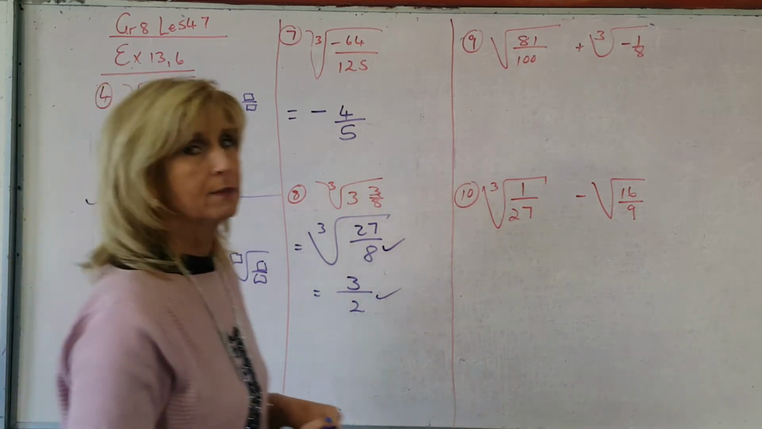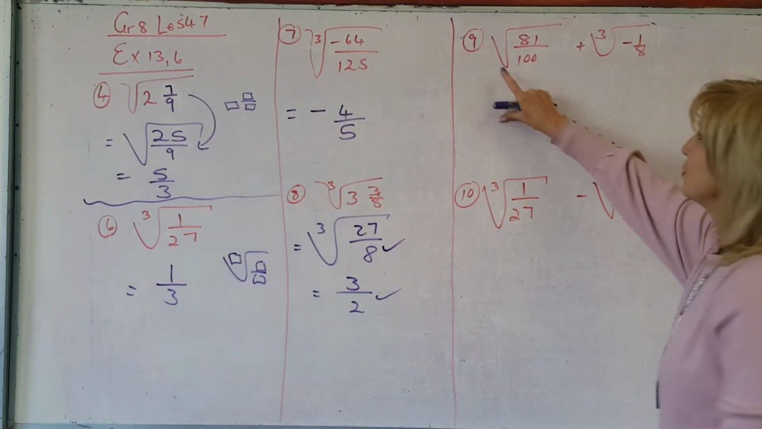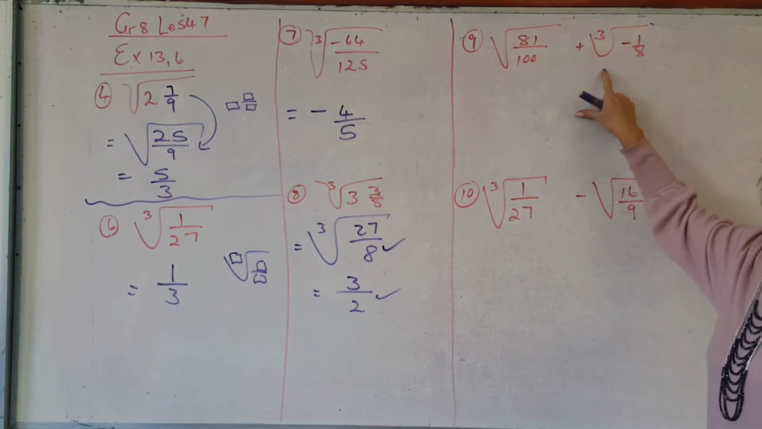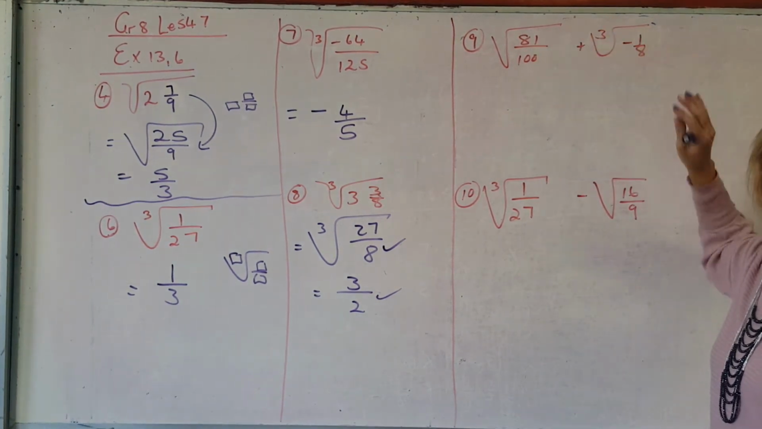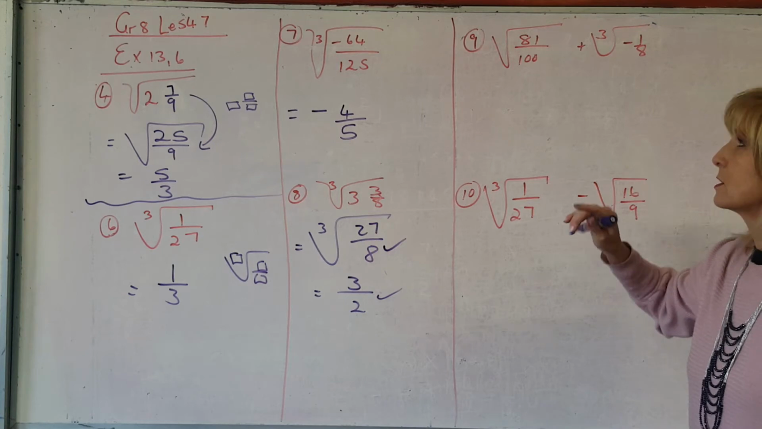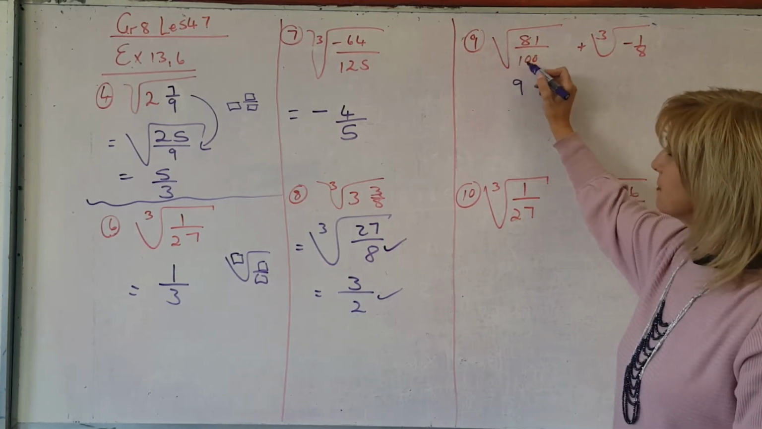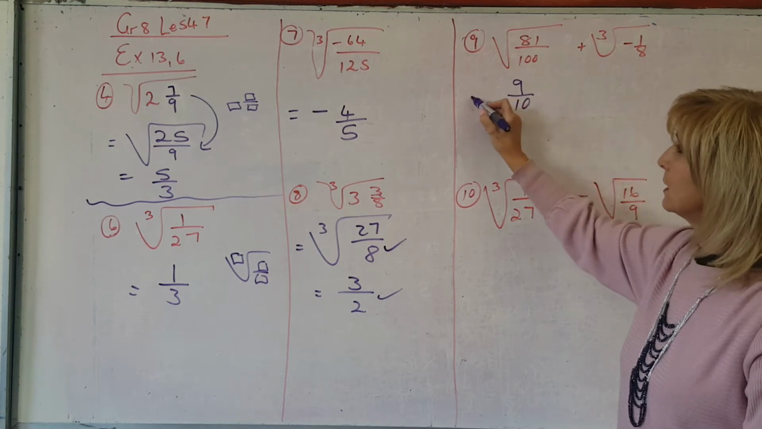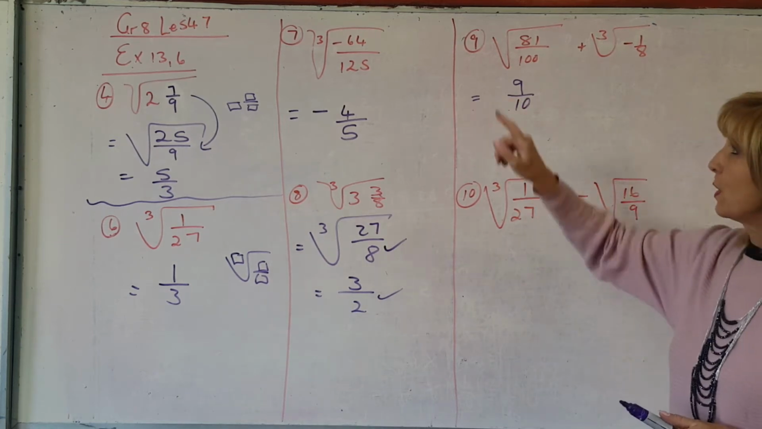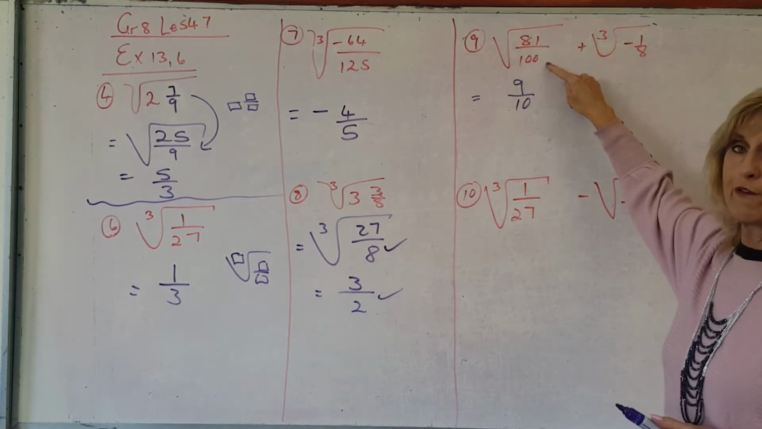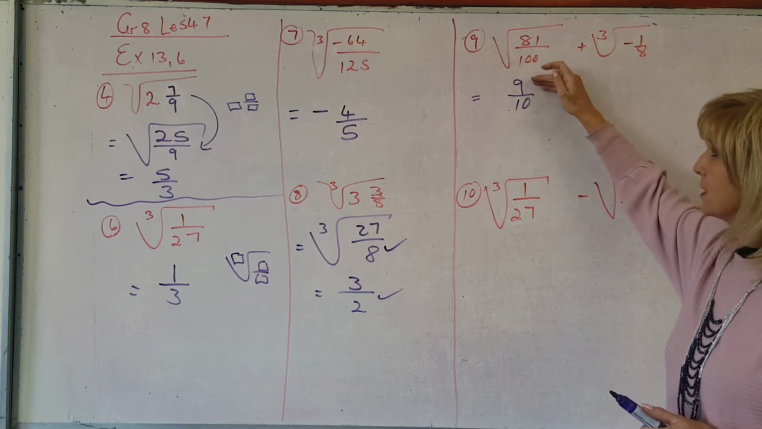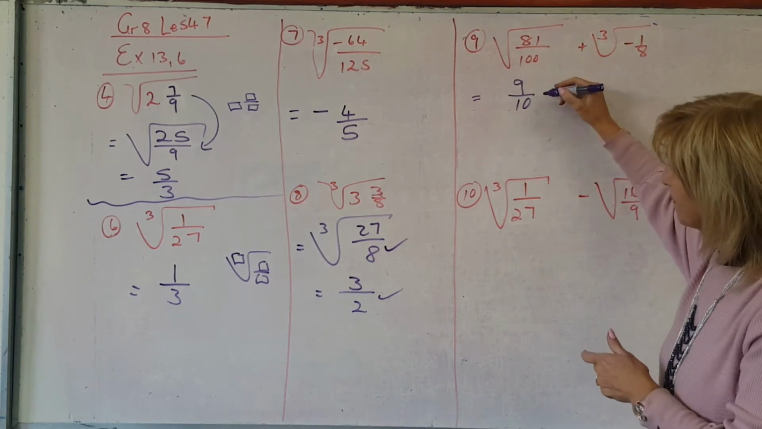Now it's getting a little bit more difficult because you have to do square root and cube root. So it's separate sum, 2 steps, 2 marks. So vierkantswortel van 81 is 9, vierkantswortel van 100 is 10. So you just do square roots, square number of what? Of 9 and of 10. So 9 over 10, 1 mark.